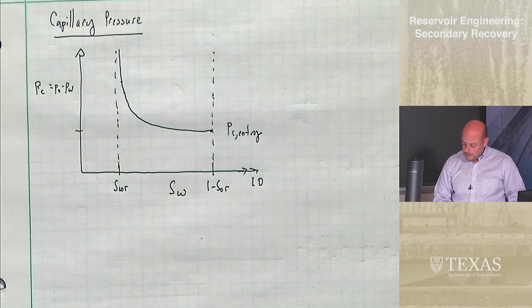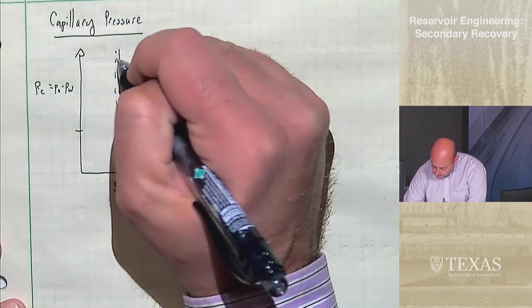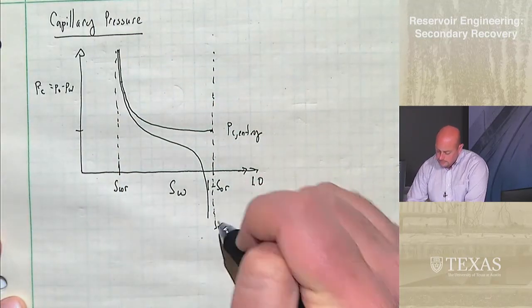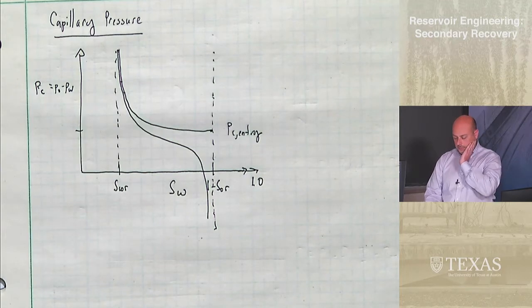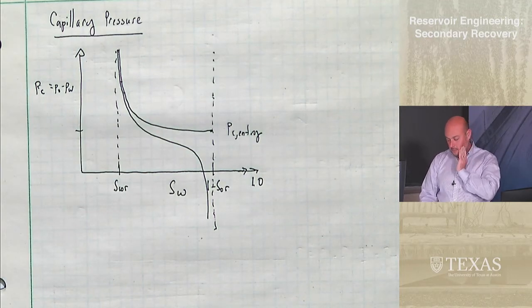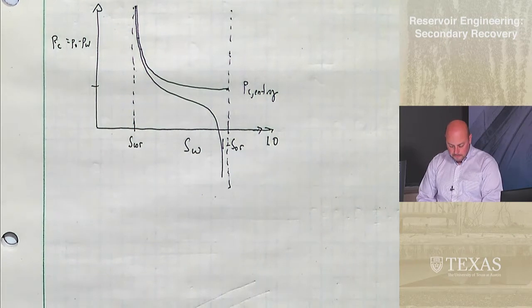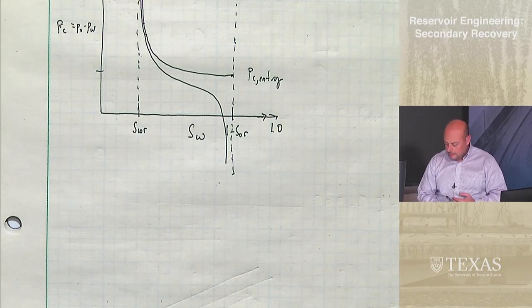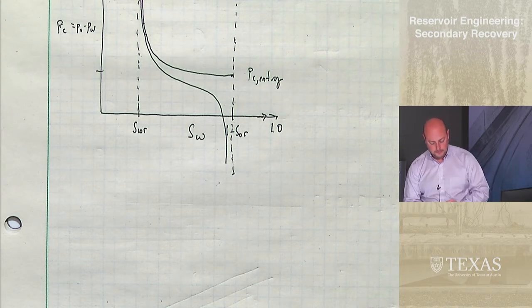Now the other process is imbibition, which is where the wetting fluid, we'll say water, is displacing the non-wetting fluid, we'll say oil. That looks something like this. I don't want to talk too much about capillary pressure today. I think you learned a lot about that in petrophysics, and we'll return to it. But I really want to talk about relative permeability.